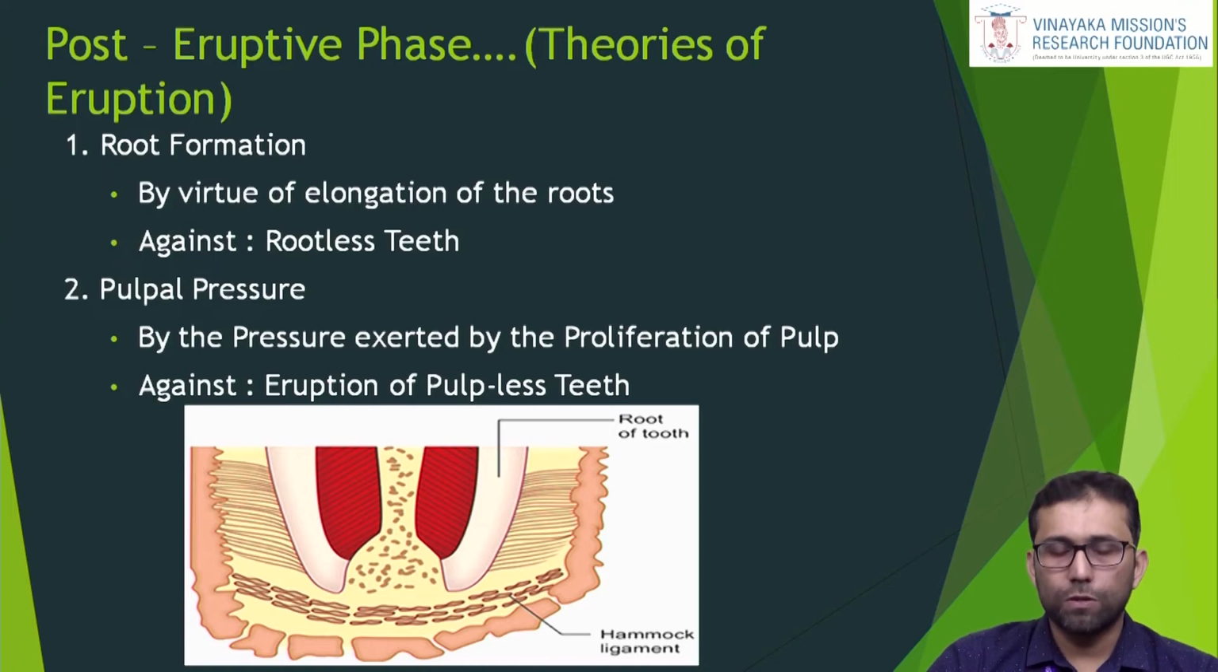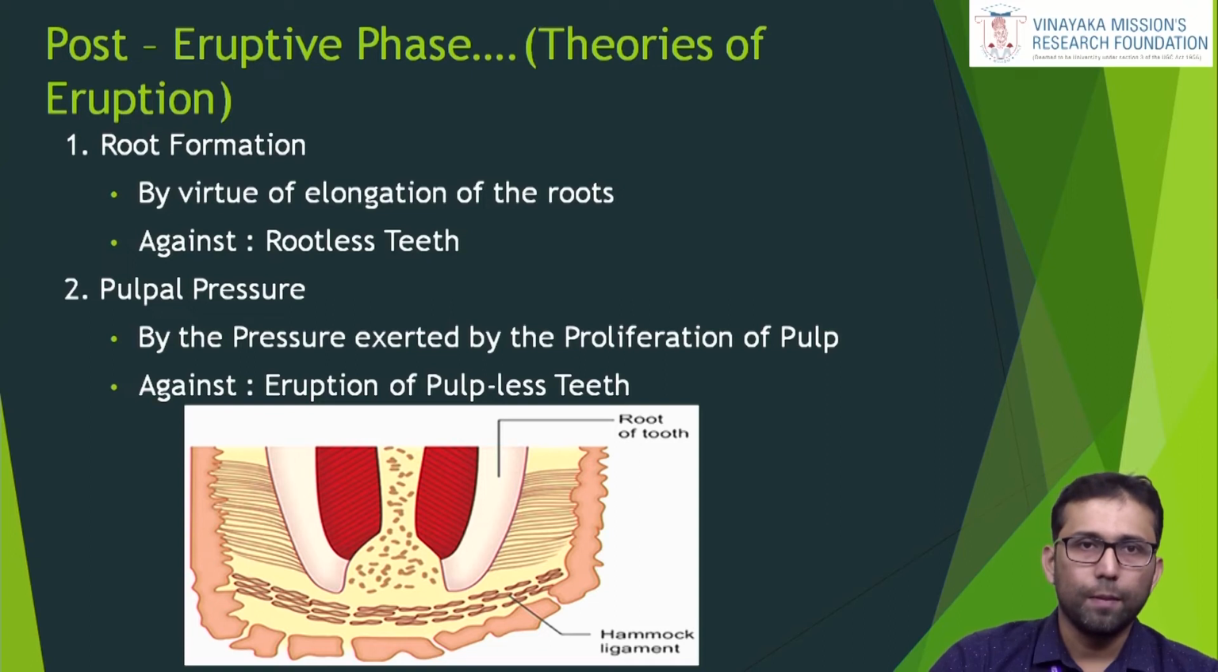The picture I have shown in this slide is what is called the hammock ligament theory. It's an imaginary ligament which is present under the root, where the pressure of the growing pulp is exerted, whereas this ligament exerts an equivalent opposite force towards the tooth, which will result in the eruption of the tooth. So this is another theory called hammock ligament, an imaginary ligament that is present at the apex of the tooth.